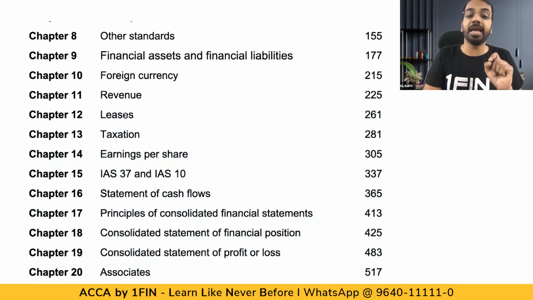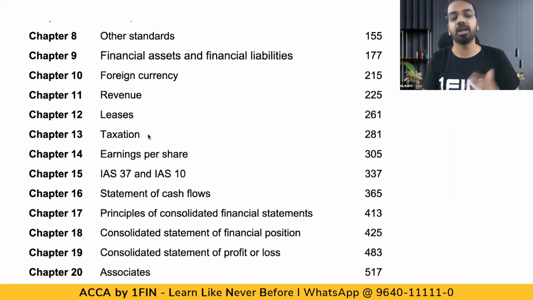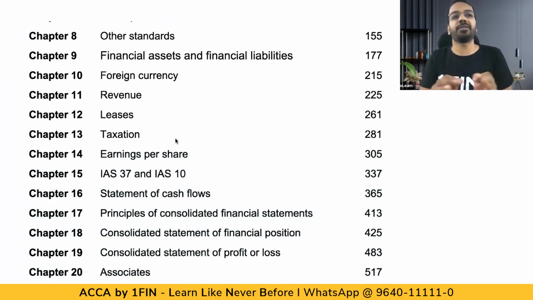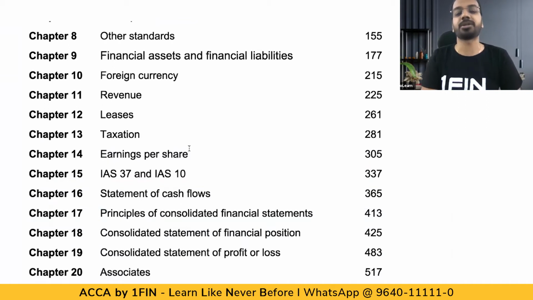Then we have leases, again a very, very important standard which talks about how we account for assets which have been taken on lease. Then taxation. Here we will be talking about, for a given amount of profit, how the entity should account for taxation, current taxation, what is deferred taxation, and all of that. Some of these terms may sound new to you, but as we progress in the chapter, it will be absolutely clear. Then earnings per share. When we talk about a given amount of profit, how much of that profit can be attributed to a share is covered by the earnings per share related standard.